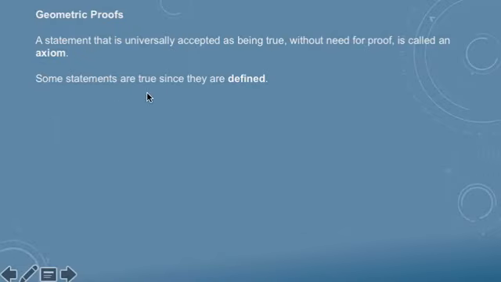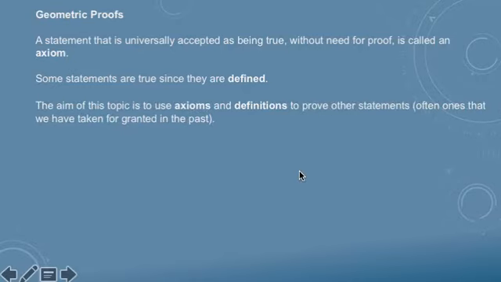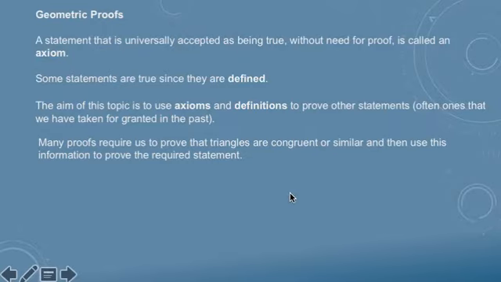Other statements are true once you have proven them to be true. And once you have defined them, you can then use them to prove other statements. So the aim of this topic is to use these two things, axioms and defined statements, to prove other statements. Many proofs require us to prove that triangles are congruent or similar, and then use this information to prove required statements. So before we get started, make sure you're familiar with what defines a congruent triangle or a similar triangle.